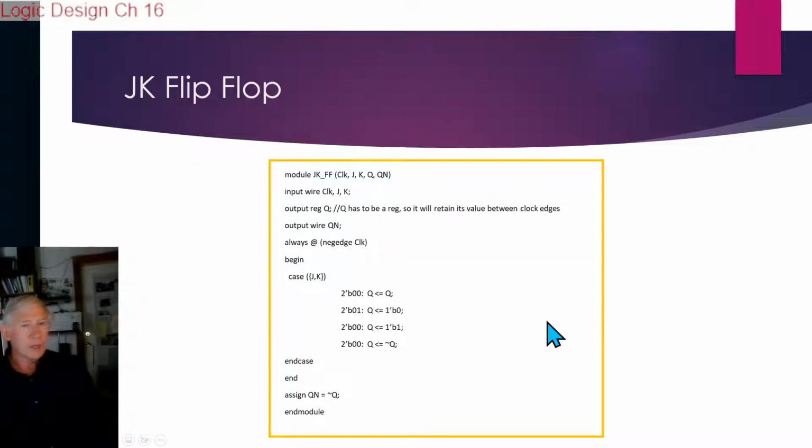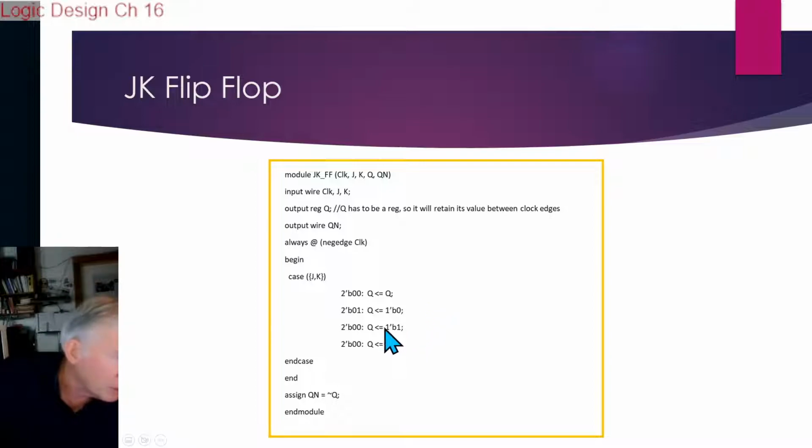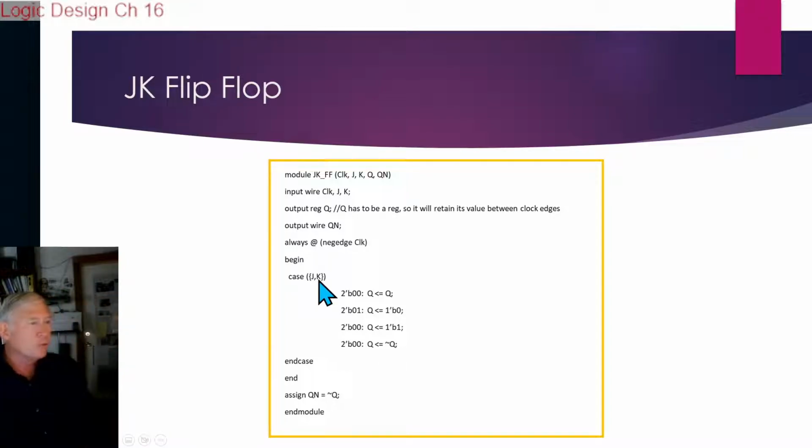Okay. So let's go on here. So here's a JK flip-flop, just a little more complicated. And you can see we did use the concatenation operator inside here. We concatenated J and K, each 1 bit, to give us a 2-bit variable. And this 2-bit variable then is spelled out in our case statement. If they're both 0, then we hold. If J is 0 and K is 1, then we clear the flip-flop.